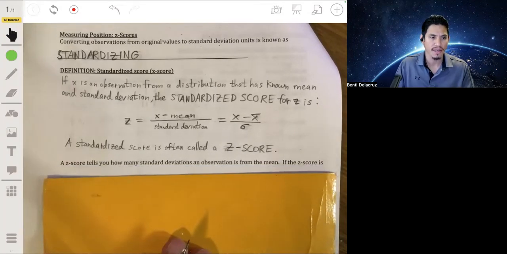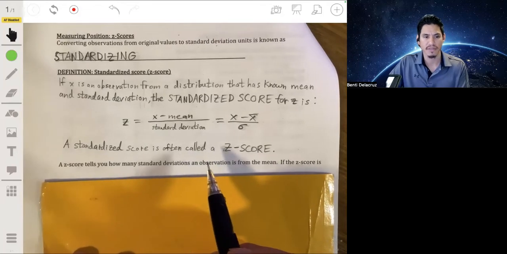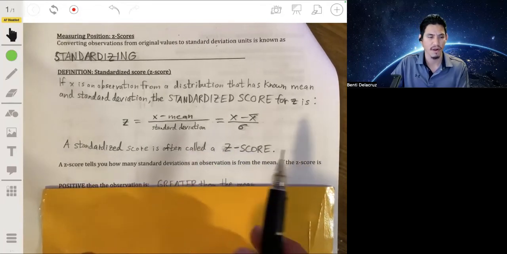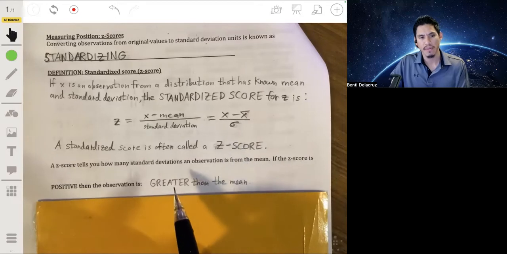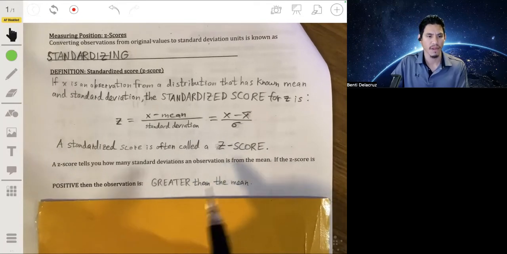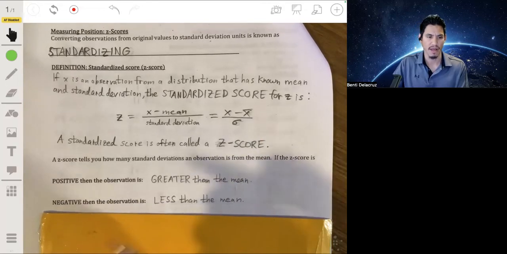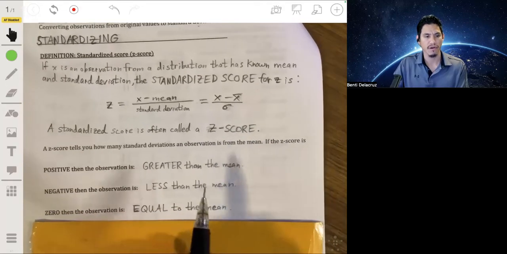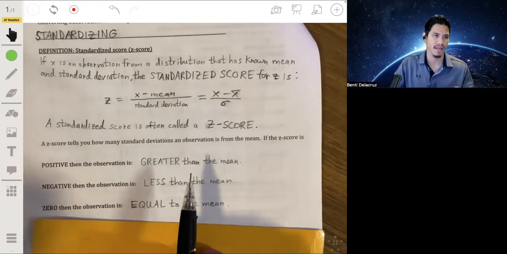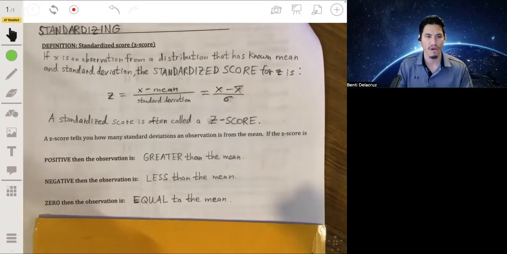So a z-score tells you how many standard deviations a value is from the mean. If it's positive, that means it's above the mean. If it's negative, it's below the mean, so you're below average. If it's equal to 0, then you're exactly average, because you don't vary at all from the mean.